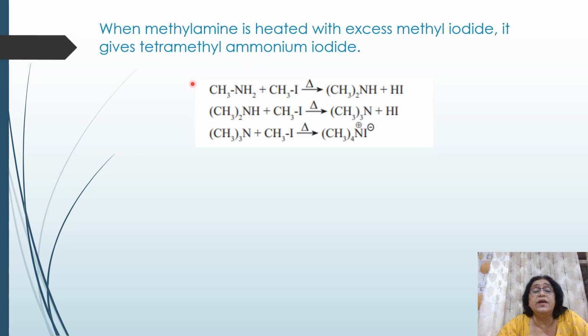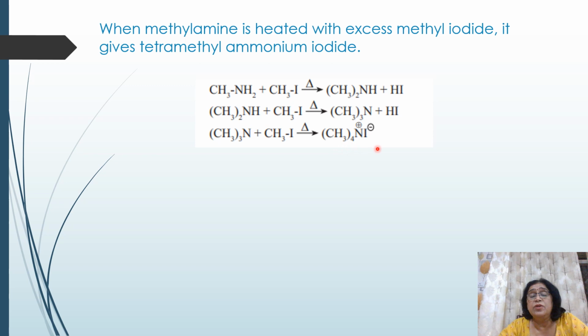Here we see methylamine reacted with methyl iodide under the same conditions, that is 100 degrees centigrade, sealed tube. We get dimethylamine, that is a secondary amine. Then dimethylamine reacts with methyl iodide to form tertiary amine, and tertiary amine reacts with another molecule of methyl iodide to form quaternary ammonium salt. So when methylamine is heated with excess of methyl iodide, it gives tetramethyl ammonium iodide at the end.